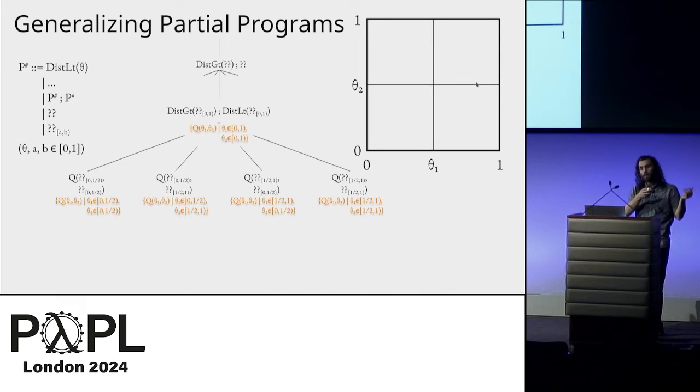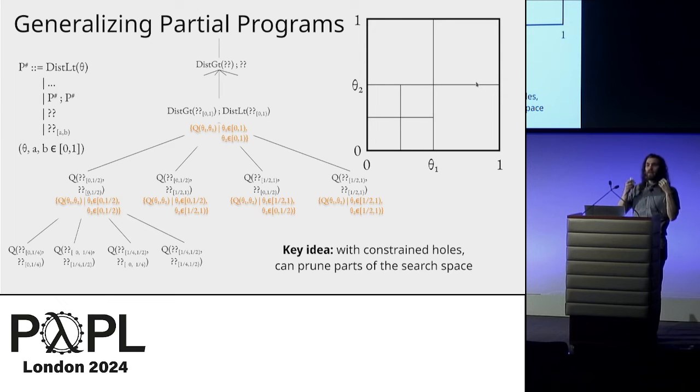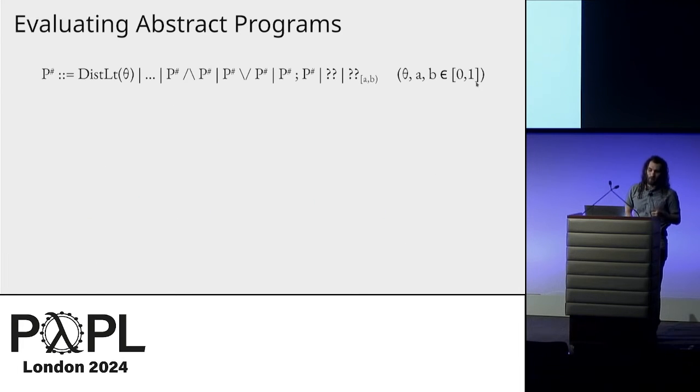Just like before, these children are a partition of their parent. The 4 quadrants partition this unit square. We can also iterate the process, where each of these regions can now be subdivided into 4 subregions. We continue until we get arbitrarily close to a concrete program. But now that we have these constrained holes, we might hope to do some pruning on the search space. In order to do that, we're going to evaluate these programs, which, as generalized partial programs, I'll call abstract programs.